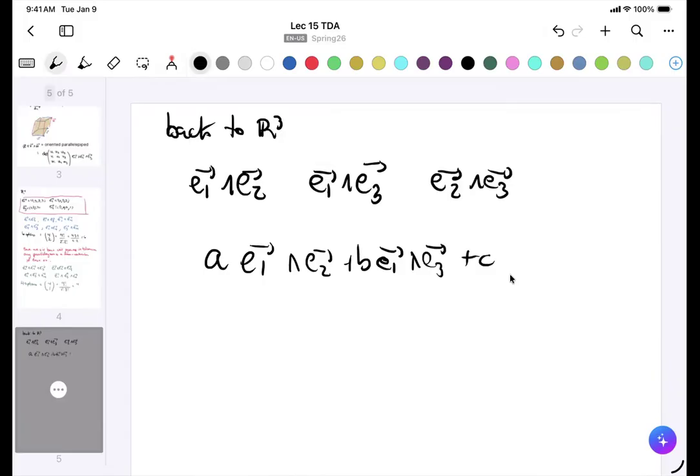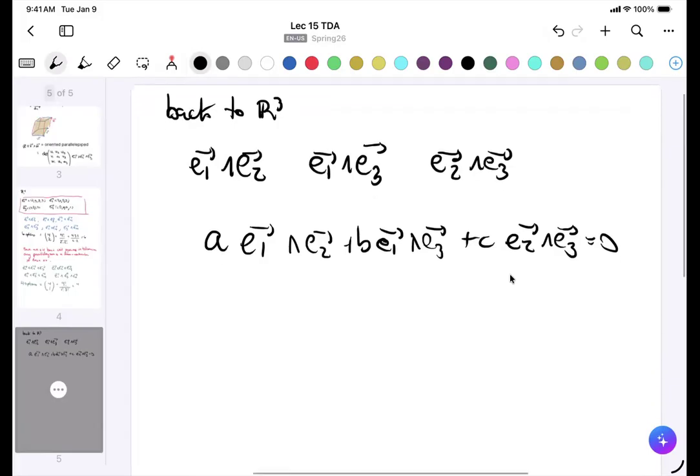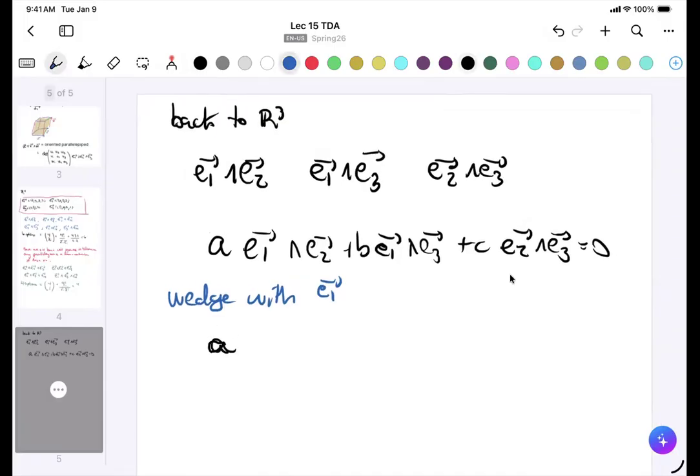No, what I was thinking more is, if I want to show that A, B, C have to be 0, right? Yeah, what you do is you start wedging with one at a time. So, for example, if you wedge both sides of the equation with E1, you get A, E... That would force C to equal zero, right? You see where I'm going?